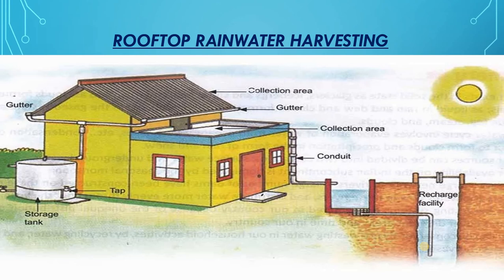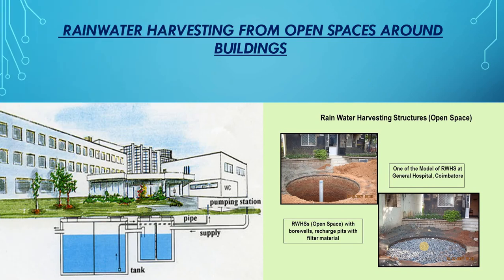Now, however, if rainwater harvesting is done from large open spaces around the buildings, then what happens? A very large amount of rainwater collects in a very short period of time, which cannot be absorbed into the soil by a percolation pit with a narrow bore. Now, the next one is what? Rainwater harvesting from open spaces around a building.